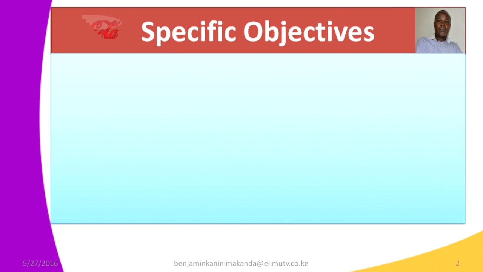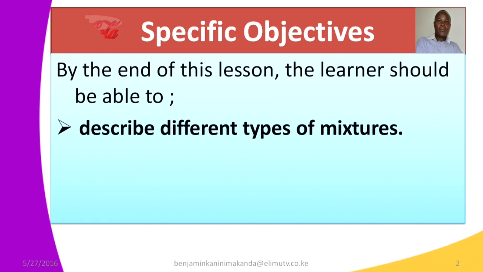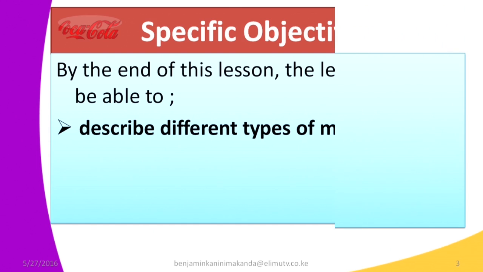Now, let's begin by looking at the specific objectives of the lesson. In this lesson, we have specific objectives. By the end of this lesson, the learner should be able to describe the mixtures. You as a learner should be able to describe types of mixtures that we're going to discuss in the course of our lesson. So the key objective of the lesson is to be able to describe types of mixtures that we're going to discuss.